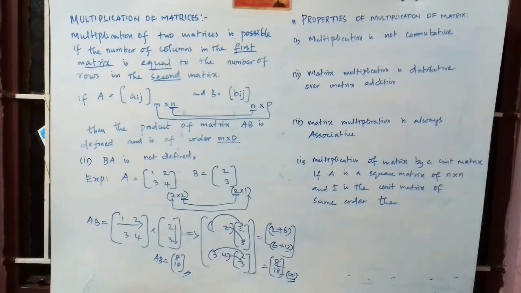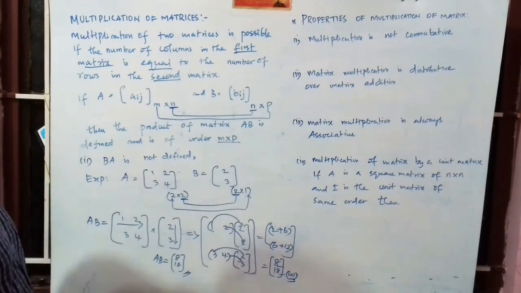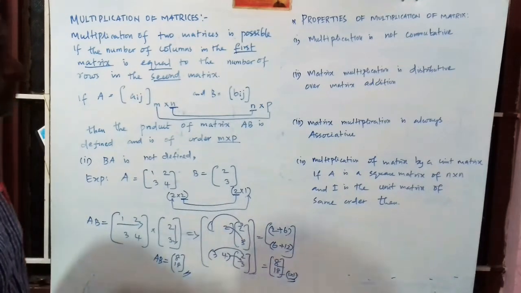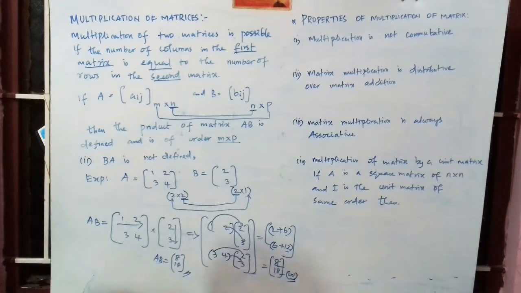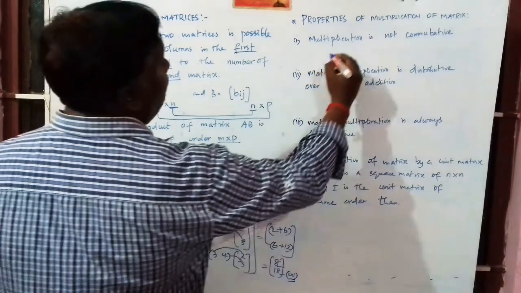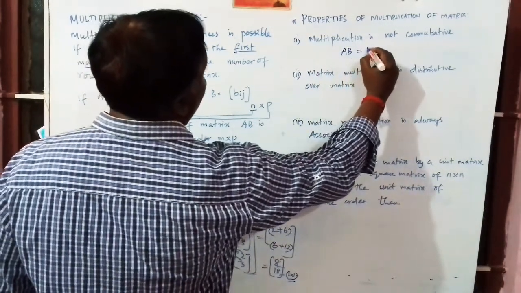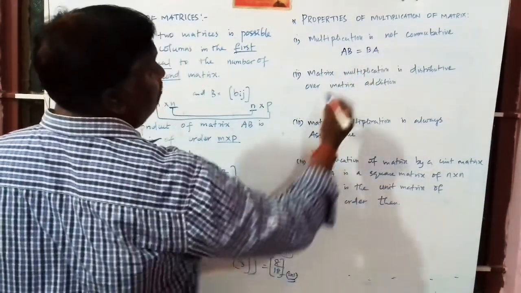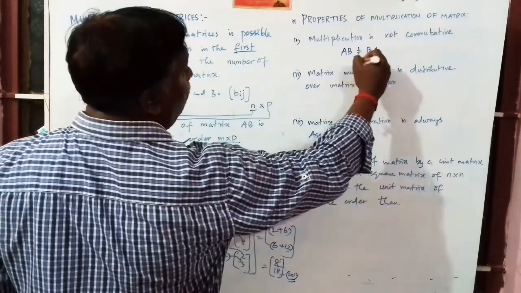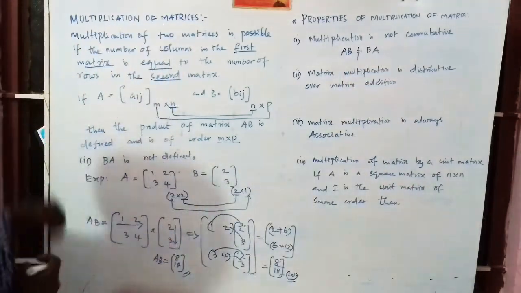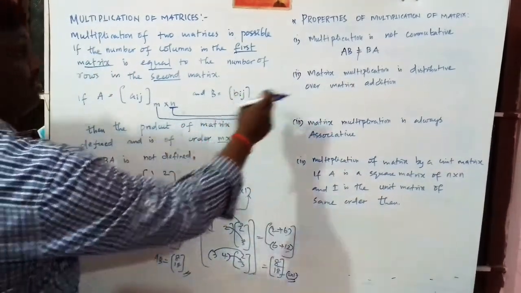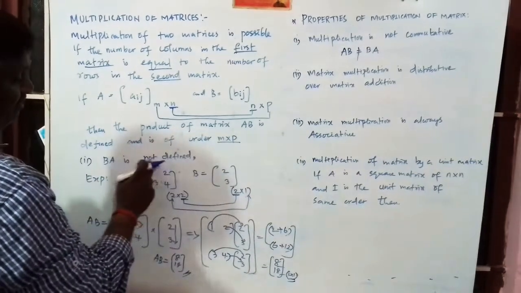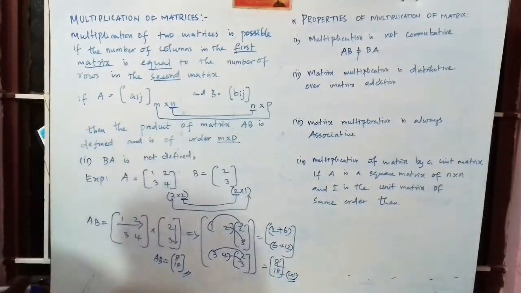Okay, next, properties of multiplication of matrices. The first one is that multiplication is not commutative. What are commutative properties? AB equal to BA is the commutative property in addition. But in matrix multiplication, AB is not equal to BA. So AB is defined as the product of two matrices, but BA is not defined.